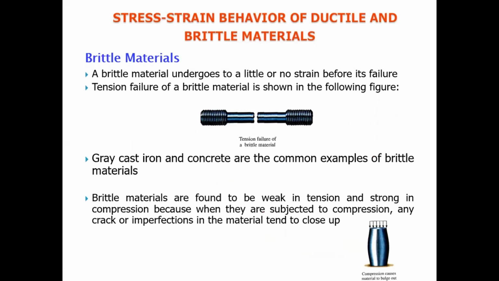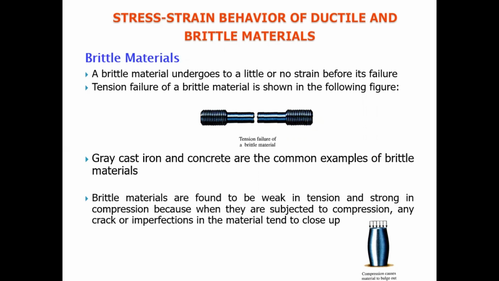Now we talk about brittle material. A brittle material undergoes little or no strain before its failure. Tensile failure of a brittle material is shown in the following figure. In a brittle material, there is no warning, there is no alarm. When we apply the load, it will suddenly fail. Gray iron and concrete are common examples of brittle material.